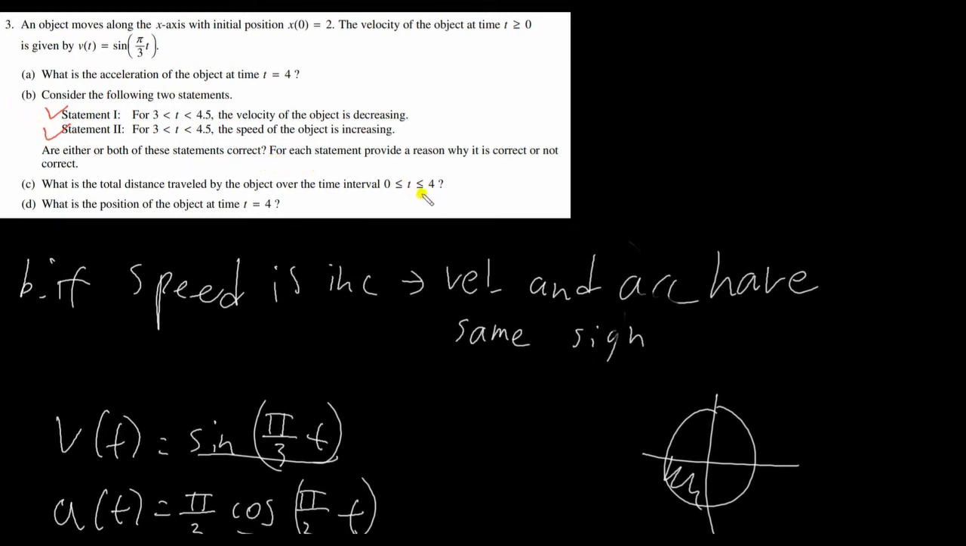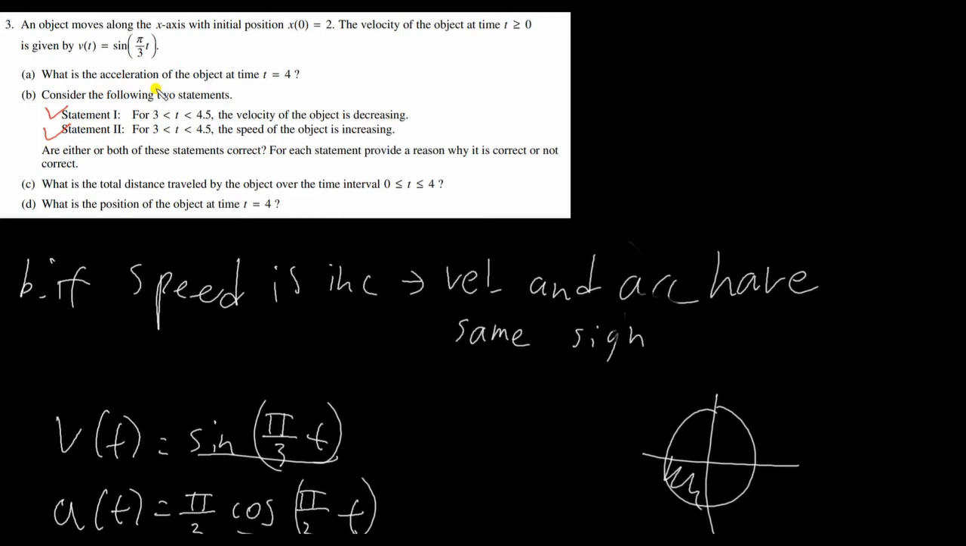For each statement, provide a reason why it is correct or not correct. So let's see, for statement 1, we'll say statement 1 is correct because the velocity is decreasing, so the acceleration is less than 0 for 3 is less than t is less than 4.5. And then statement 2 is also correct because the acceleration and the velocity have the same sign for 3 is less than t is less than 4.5.